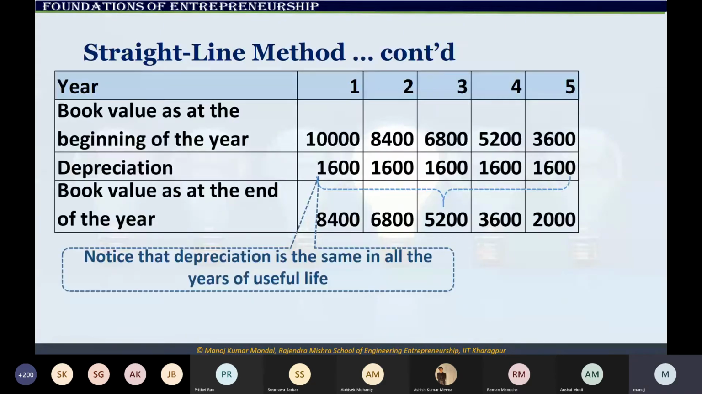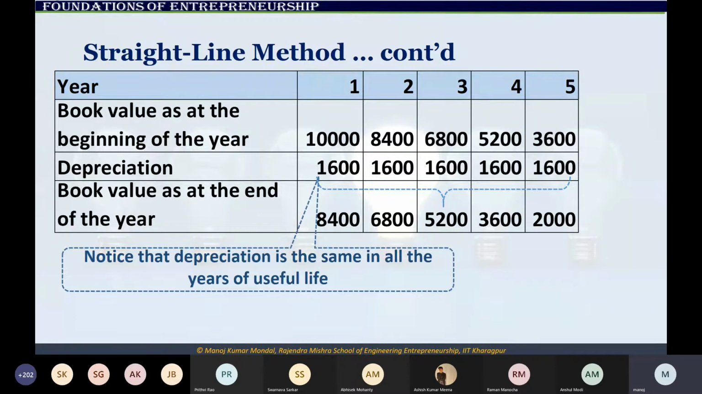Now, this is an example. It's not much. Say 10,000 rupees is the cost and say there is some salvage value. So say life is 5 years and salvage value is, suppose, 2,000 rupees. So you have to depreciate 8,000 rupees over 5 years.